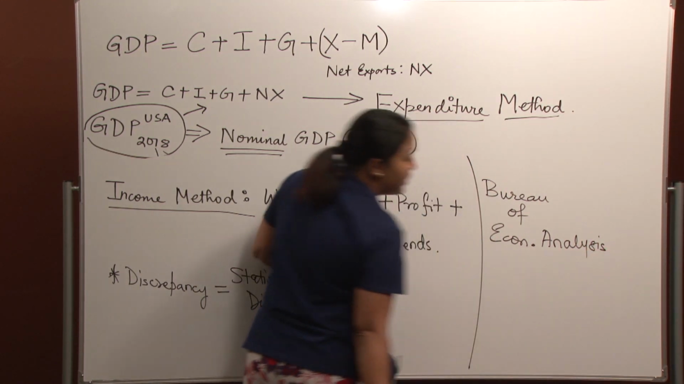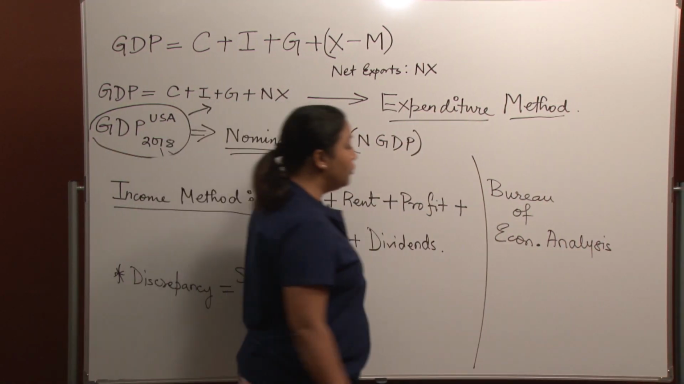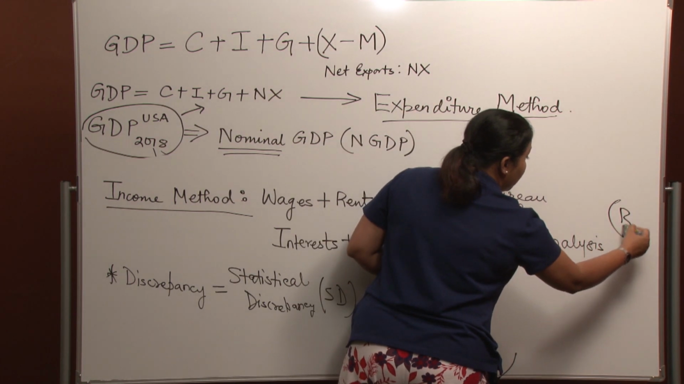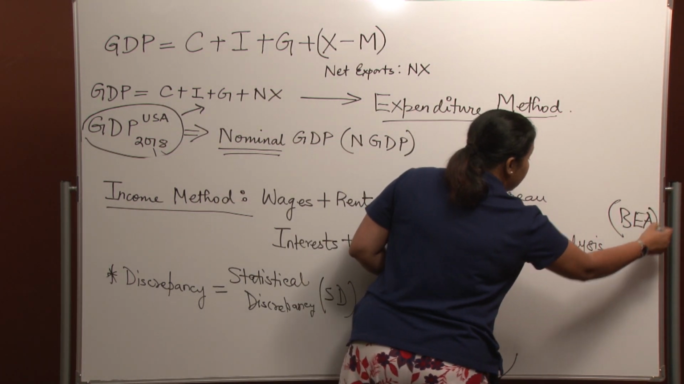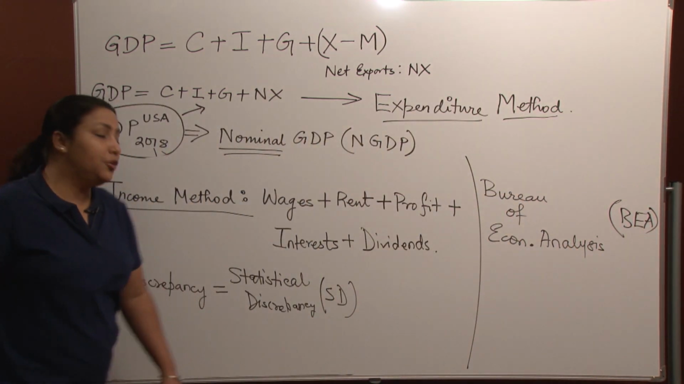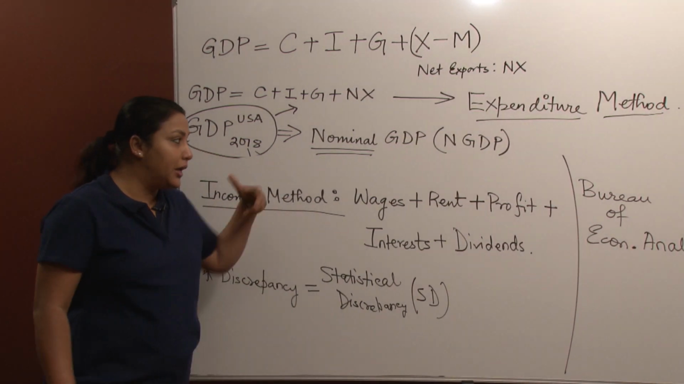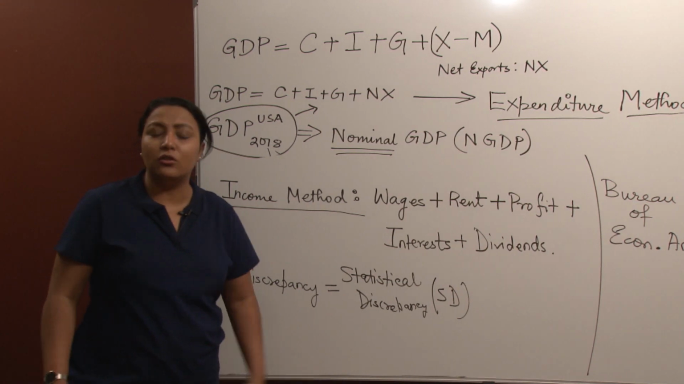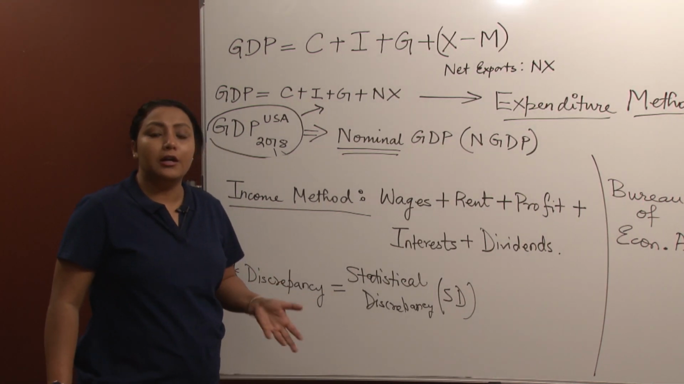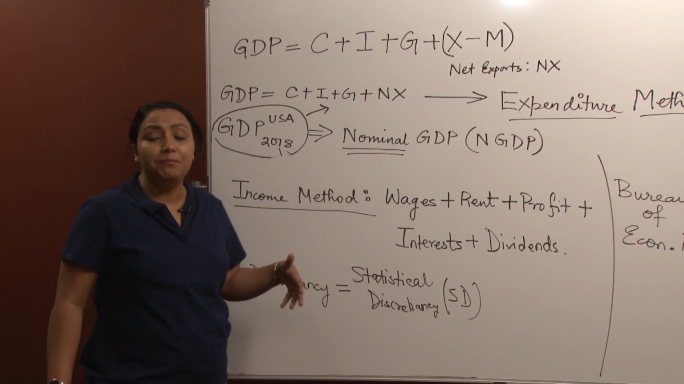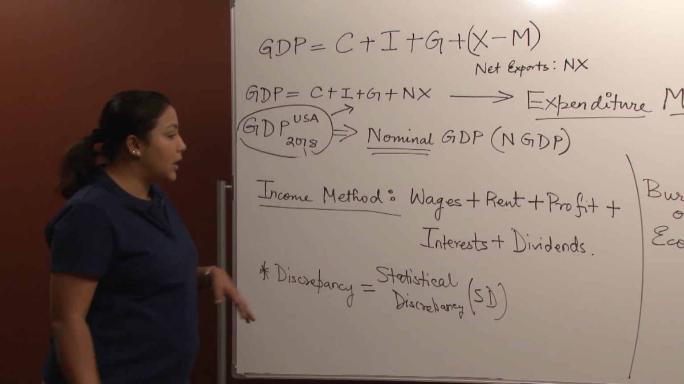Every country of course has a different agency. For United States it is the Bureau of Economic Analysis, also called BEA. If you are curious, you might Google the website of Bureau of Economic Analysis and you will get more hands-on details on how really the process of collecting information for GDP is done in this country.